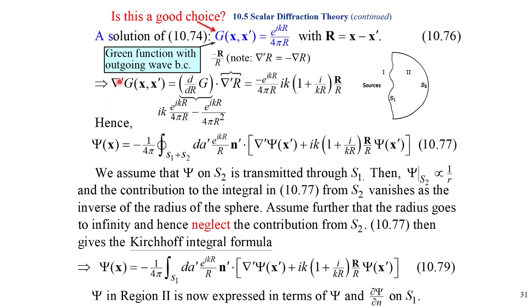And we can calculate the gradient prime of G, and we get these terms. So we have two terms, one is here, the other is here, and we factor the common terms to the front. So we get this one. Looks okay. This is the famous Kirchhoff integral formula. Everything looks fine.